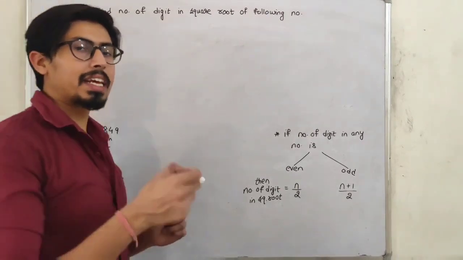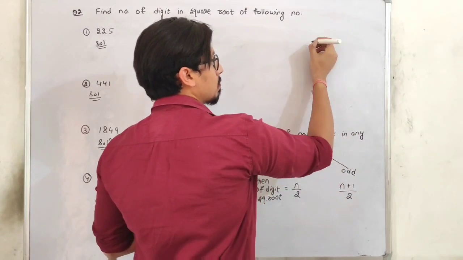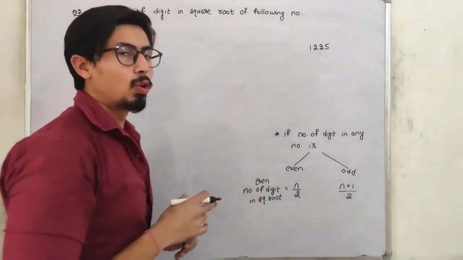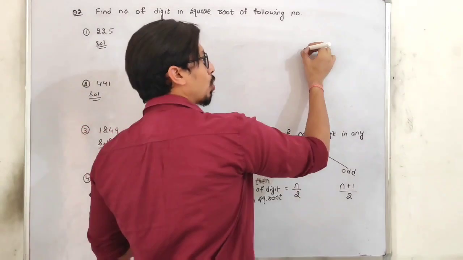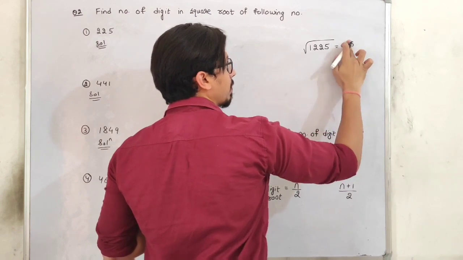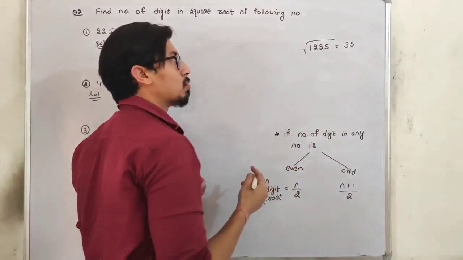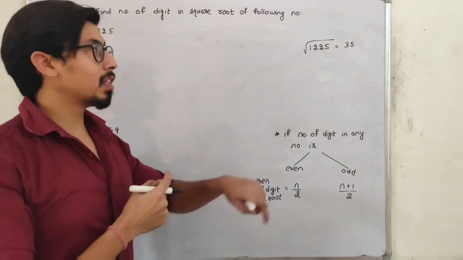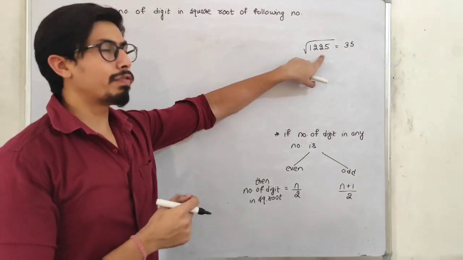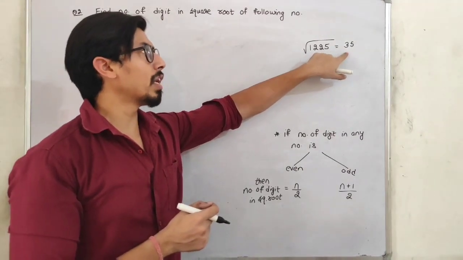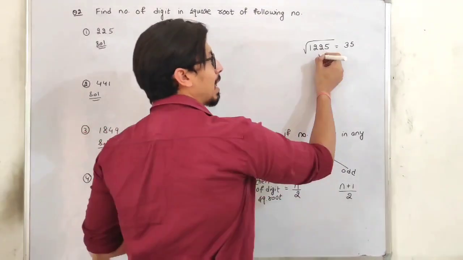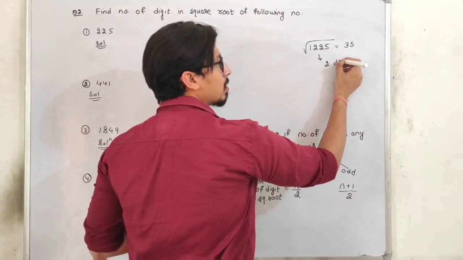See, students, if I take an example, just say 1225. If I take 1225, we know that the square root of 1225 will be 35. If you solve the square root of 1225, it will be 35. The square root of 1225 contains 2 digits only. In 35, we have 2 digits. So, the answer of this part will be 2 digits.